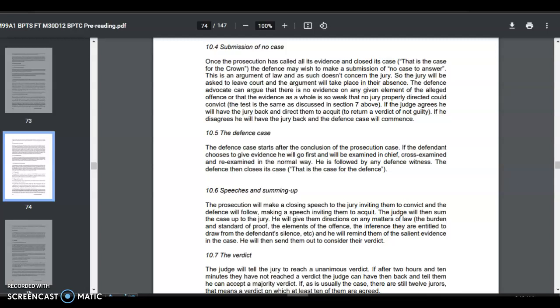Each defendant will close his case by his legal representative saying that is the case for the defendant.